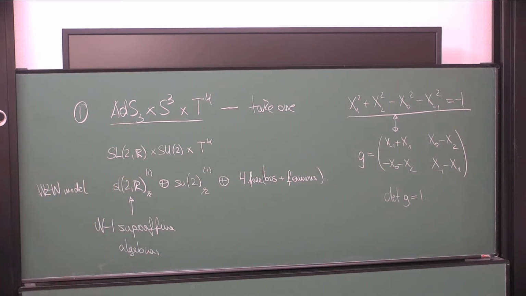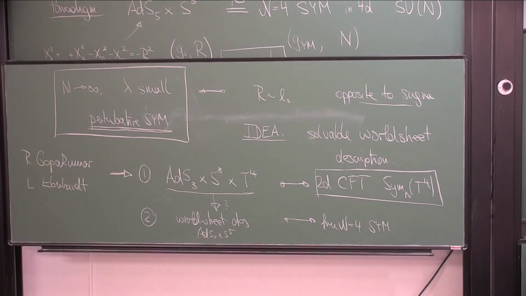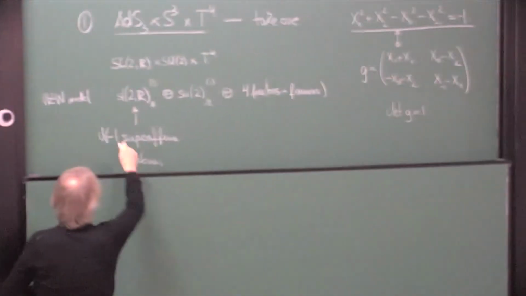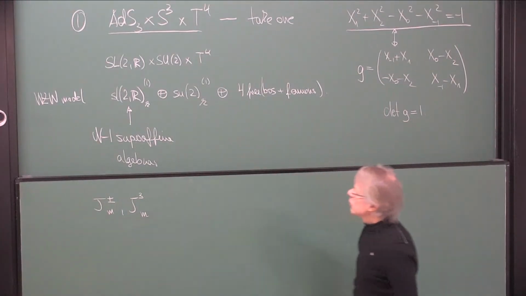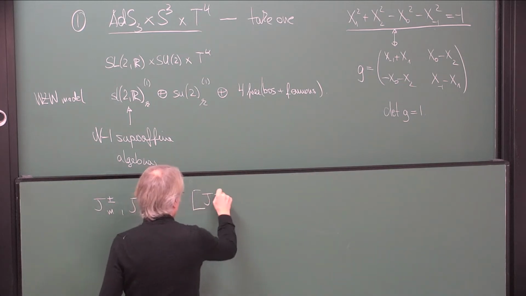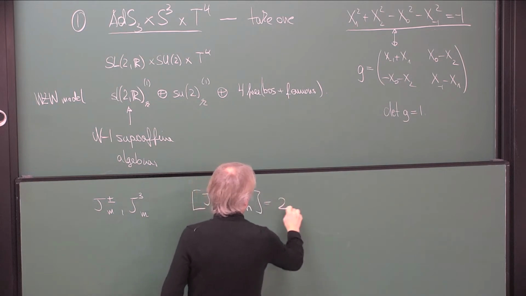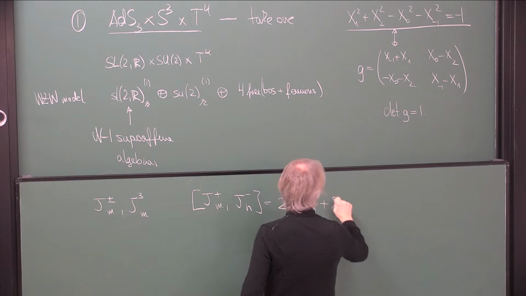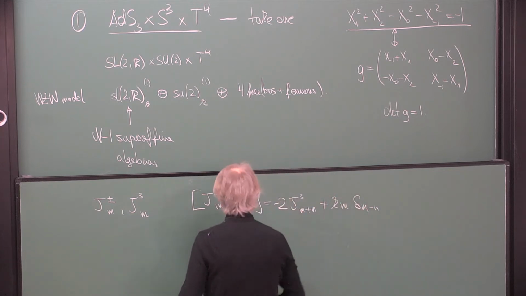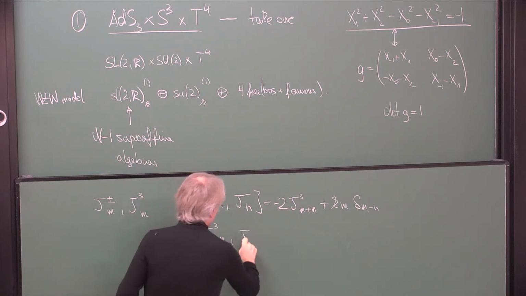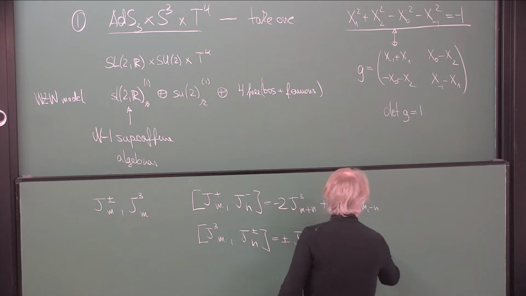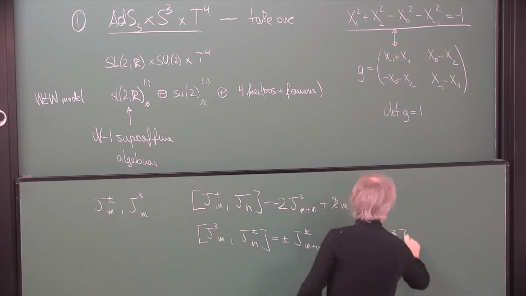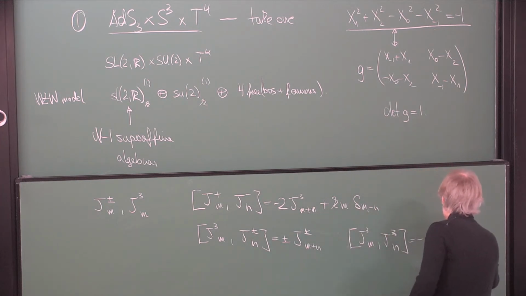So let me briefly remind you what these N=1 algebras are. You have generators J^±_m and J^3_m. These are the generators of the affine Kac-Moody algebra associated to SL(2,R). They satisfy the commutation relations [J^+_m, J^-_n] = 2J^3_{m+n} + k m δ_{m-n}, actually with a minus sign here, then [J^3_m, J^±_n] = ±J^±_{m+n}, and the final one is [J^3_m, J^3_n] = -(k/2) m δ_{m-n}.